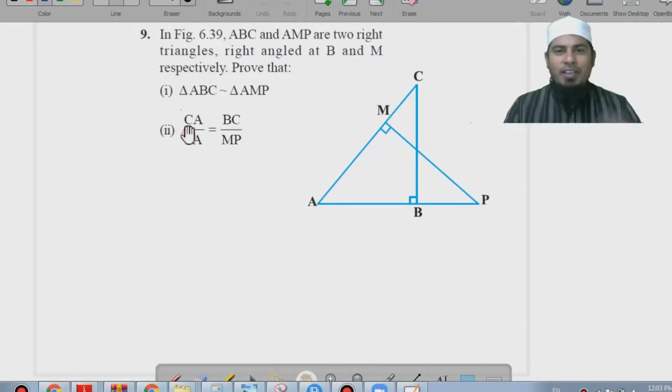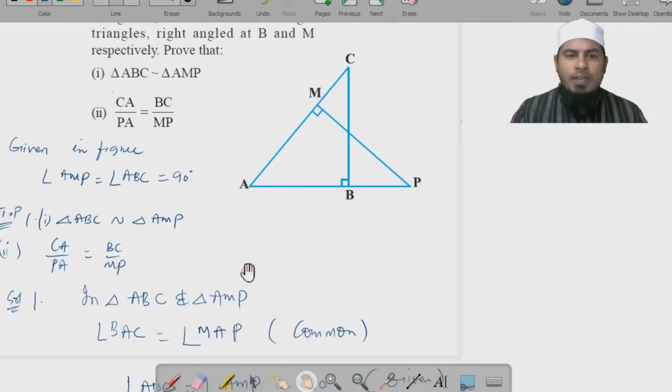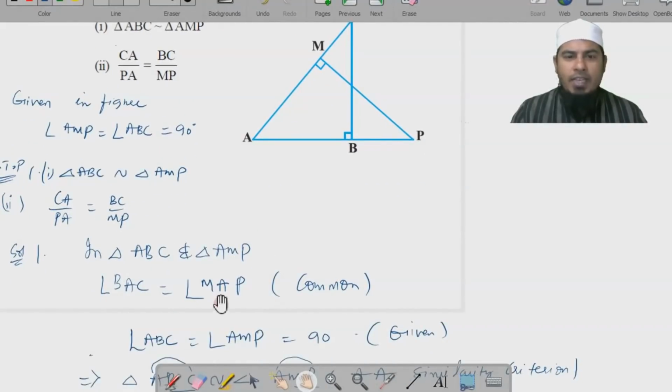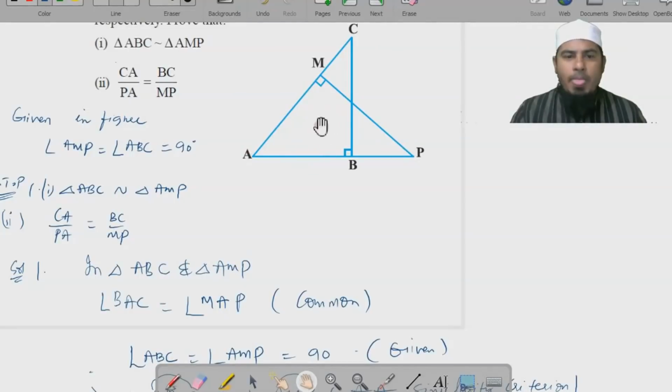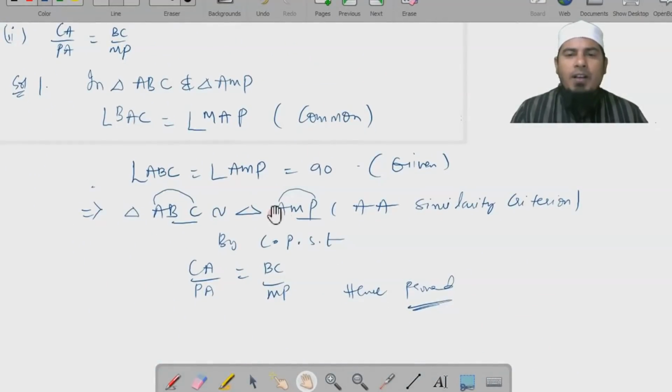Whatever we discussed orally, let's write that here. See the written part: we need to prove triangle ABC and triangle AMP similar and this ratio to be the same. If we keenly observe triangles ABC and AMP, angle BAC is equal to angle MAP. This angle is common in both the triangles. Angle ABC is equal to angle AMP, 90 degrees given. These two triangles are similar by the AA similarity criterion, and by CPST directly, if you see CA divided by PA is equal to BC divided by MP, corresponding sides are in the same ratio. Hence we got the solution.